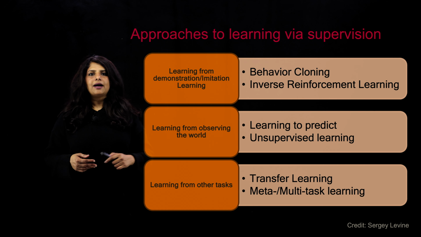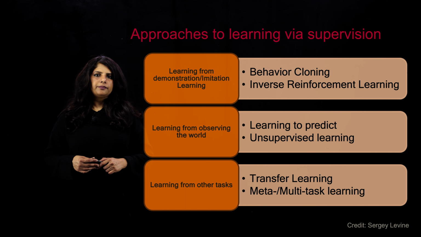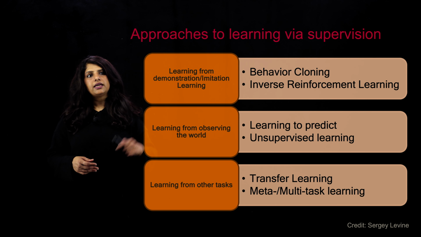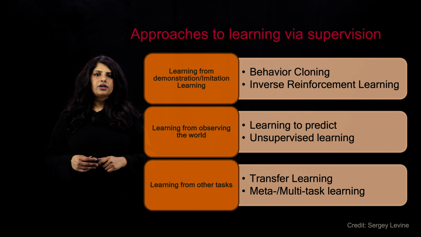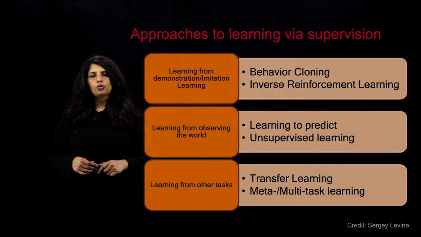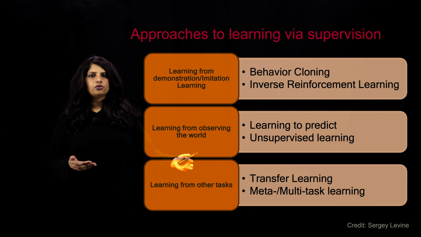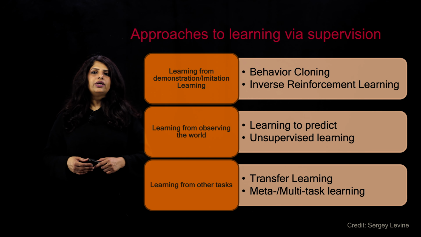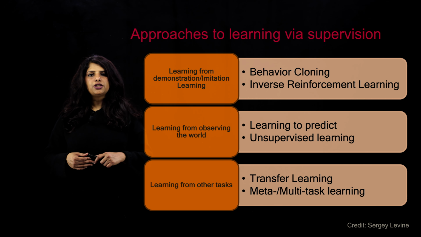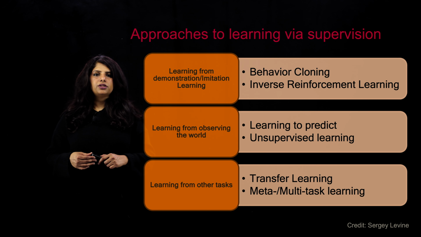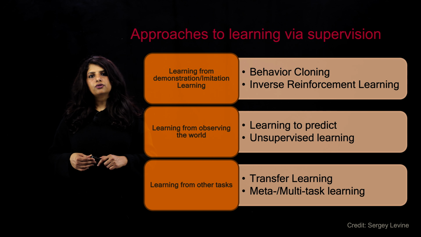When we looked at different examples of learning via supervision, we saw that this can come in three different flavors. One is learning from demonstration or imitation learning, where we generally tend to have an expert who's able to show us exactly the sequence of actions to take to perform a certain task. And from these demonstrations, we can extract a policy that our agent can then go on to use to execute tasks autonomously.